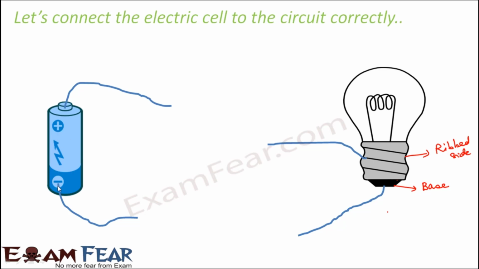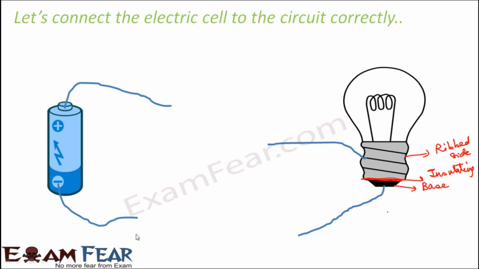For example, here also you have a positive terminal and negative terminal, but something separates these two such that there is no direct flow of charges between them, otherwise they both will become the same terminal. So to keep these two terminals separate, in between them you have an insulating layer which will prevent direct flow of charges between the ribbed side and the base. So now you have two terminals of the bulb connected by these two wires and two terminals of the cell connected by these two wires.